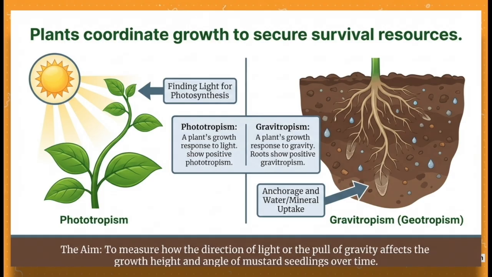And we can get even more specific. When a plant responds to light, it's called phototropism. Think photo, like taking a picture with light. And when it responds to gravity, that's gravitropism. Or sometimes you'll see it as geotropism, from geo, which means earth.